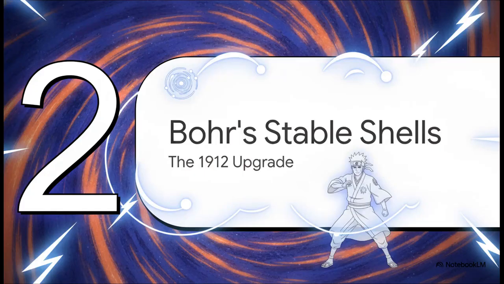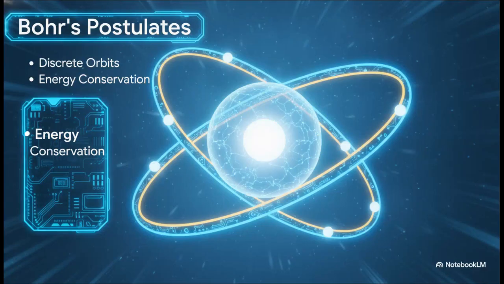Which brings us to Section 2, Bohr's stable energy shells, the 1912 upgrade. To save the atom from this theoretical total collapse, a new hero steps in. Niels Bohr in 1912. He brilliantly proposed an ultimate stabilization technique with two main postulates.